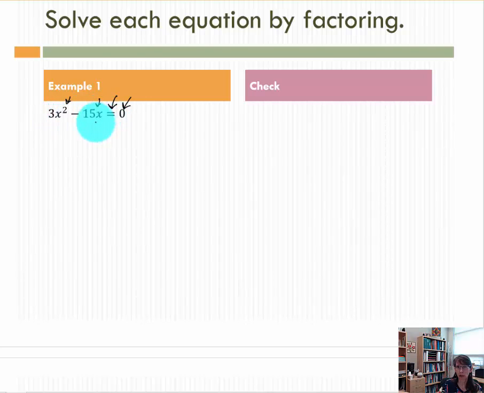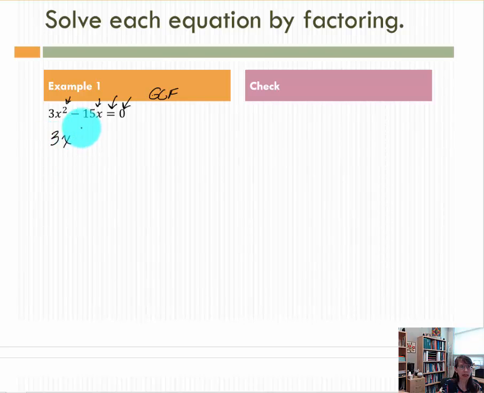Since we only have two terms, we need to think of what type of factoring we have done with two terms. It might be a difference of squares or just greatest common factor. 3 and 15 are not perfect squares, so we know that it cannot be a difference of squares. So we'll look at greatest common factor. 3 and 15 have a common factor of 3. X squared and x both have at least x in common.